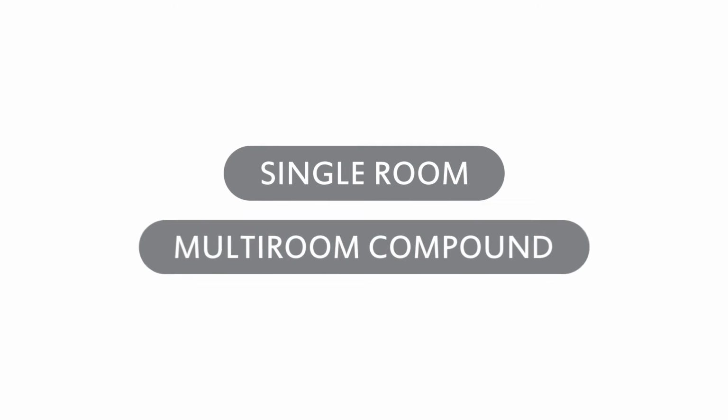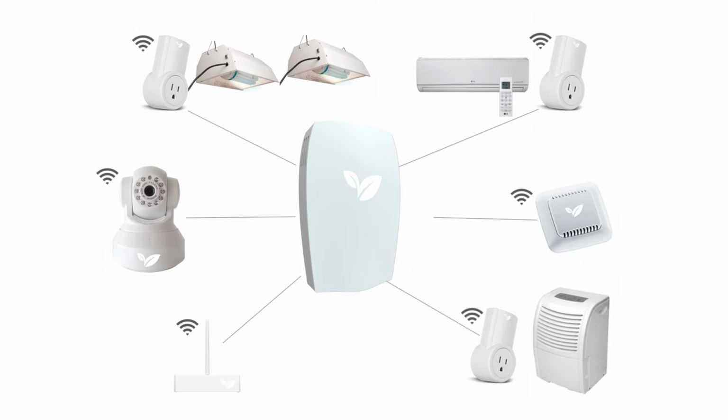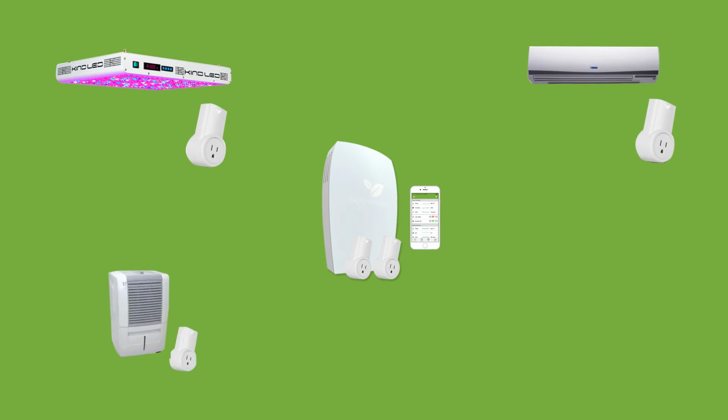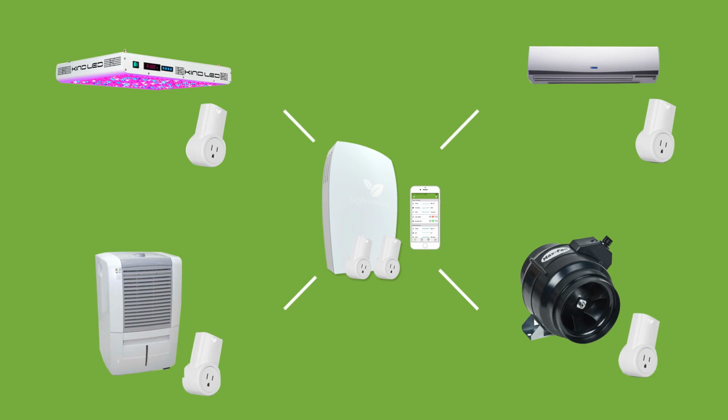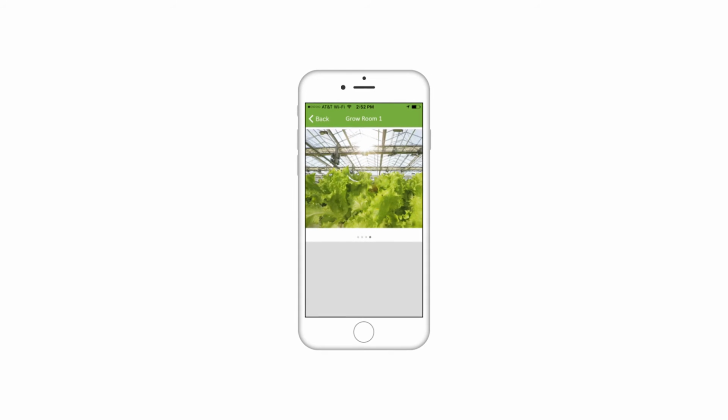It doesn't matter if your grow operation is a single room or a multi-room compound. Hydropods makes adding sensors and devices simple and straightforward. Remote power blocks can control virtually anything, including lighting, air conditioning, humidifier, and exhaust fans. With the leak sensor, receive an instant notification if there is a water leak. You can watch your grow from anywhere with wireless IP cameras.